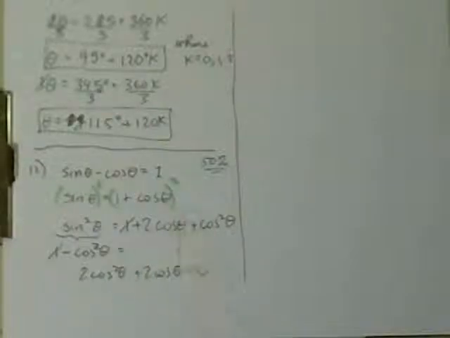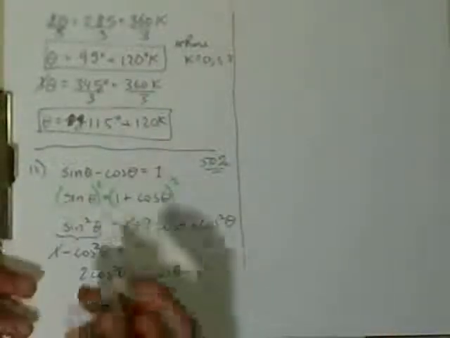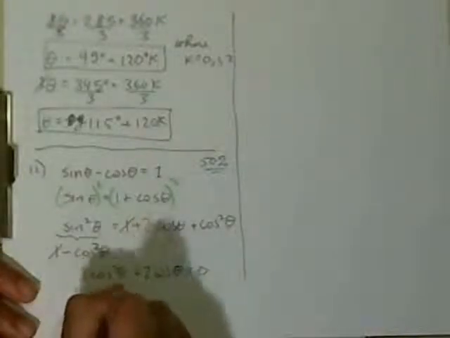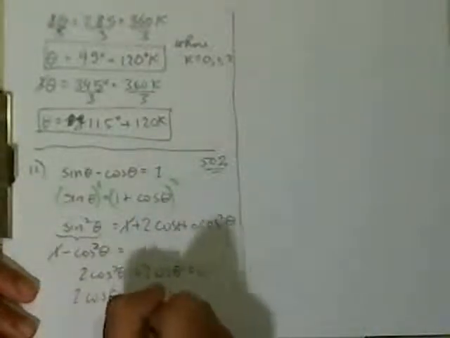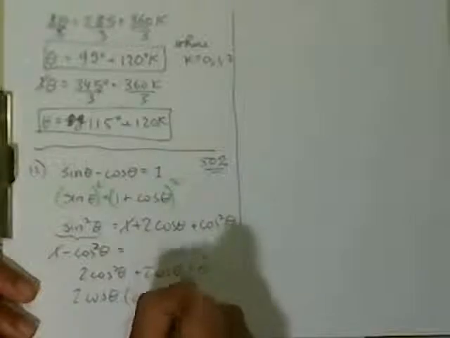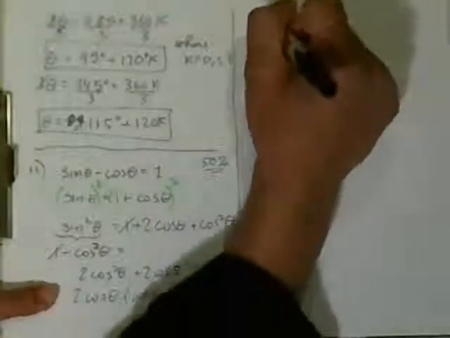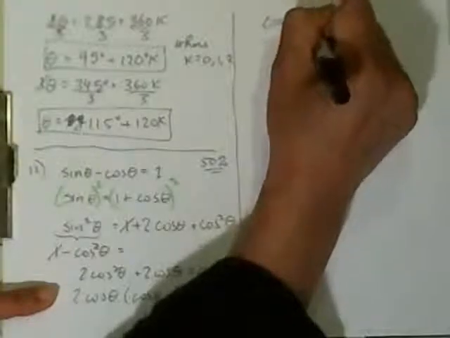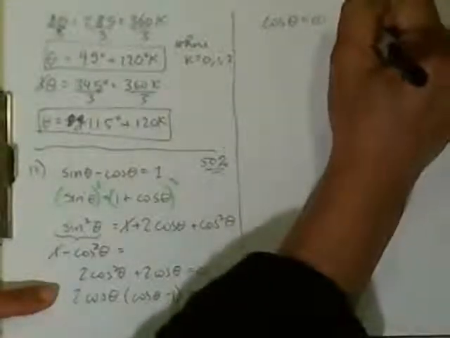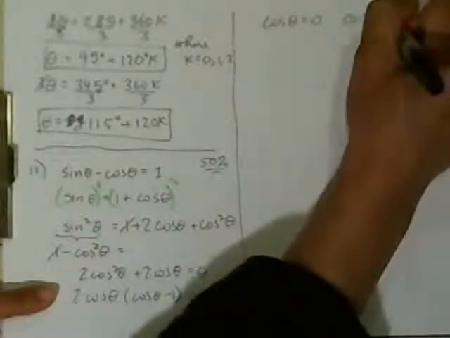There it is right there. Now looking at that equation, it's pretty simple from here. We factor out 2 cosine of theta, then you end up with cosine of theta minus 1 equals 0. When we finish it up, we zero it out. Cosine of theta equals 0. Cosine of theta minus 1 equals 0.